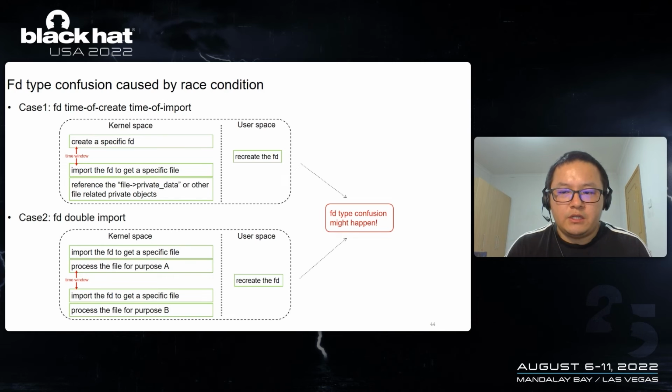The second type is the FD double import. The bug pattern of the type is like this. The kernel imports the FD for the first time to get a file object, and this file object gets processed for purpose A. After that, the kernel imports the FD again to get a file object, and this file object gets processed for purpose B. Because there is a time window between the two FD import operations, the FD can be recreated. Both types of issues might cause FD type confusion.